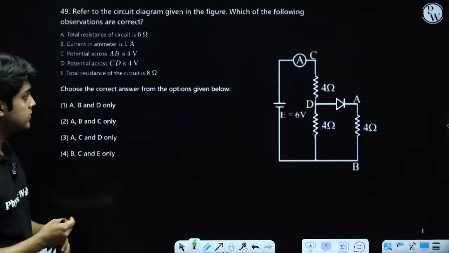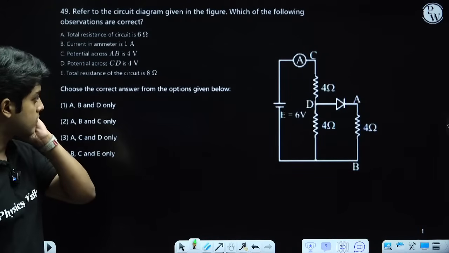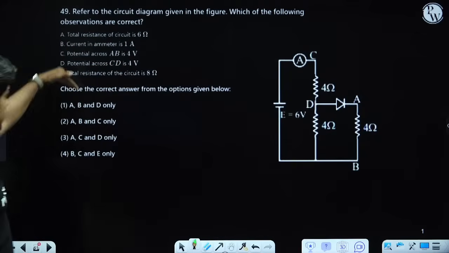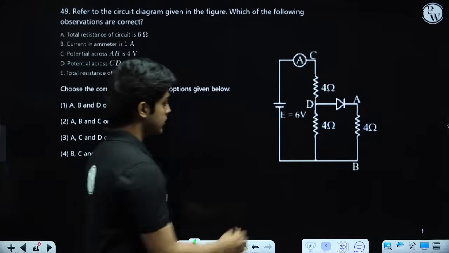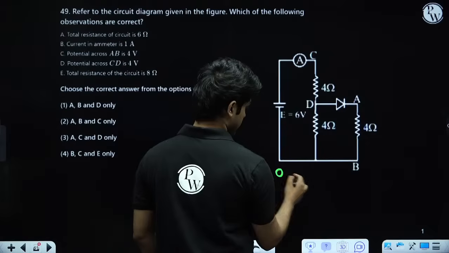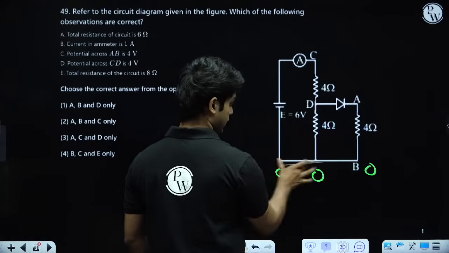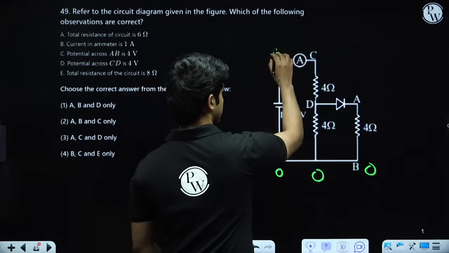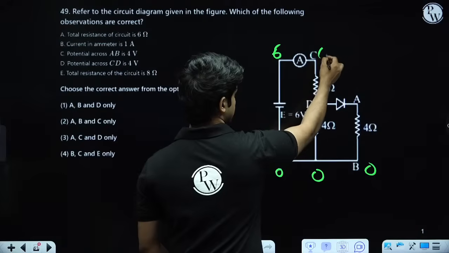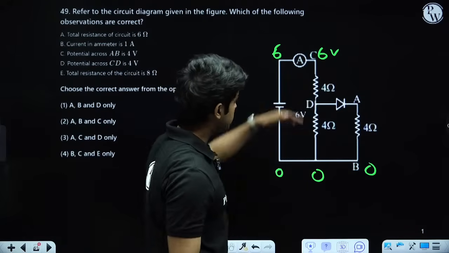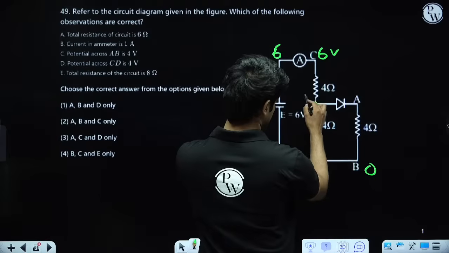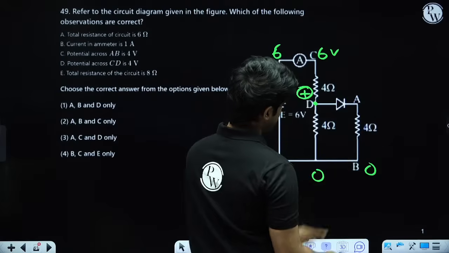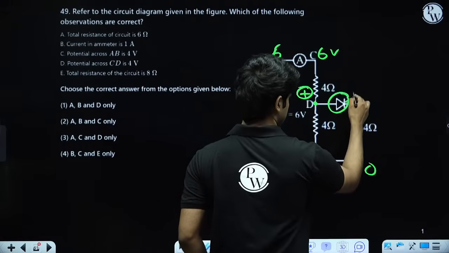Next problem. Diode problem. So we have to answer these statements. So you can think of this like reference voltage as 0. You can take these points having reference potential as 0. Then this point will be at 6 volt. So clearly this point will have some positive potential, right? So this guy has positive potential, which means the diode is forward biased.